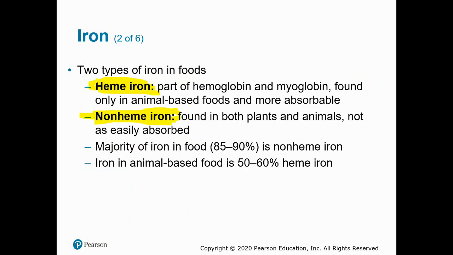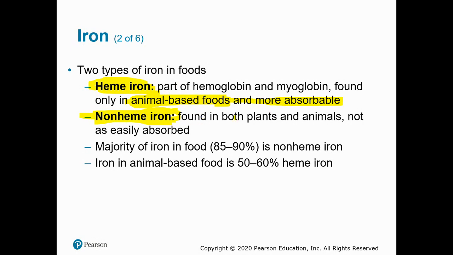So a real simple overview here is that heme iron is typically found in animal foods, so meat products basically. And a lot of the heme in our bodies is also in this heme form, in the heme in hemoglobin and myoglobin. And we can actually absorb heme itself pretty directly. So that's helpful. We can absorb heme iron quite readily.